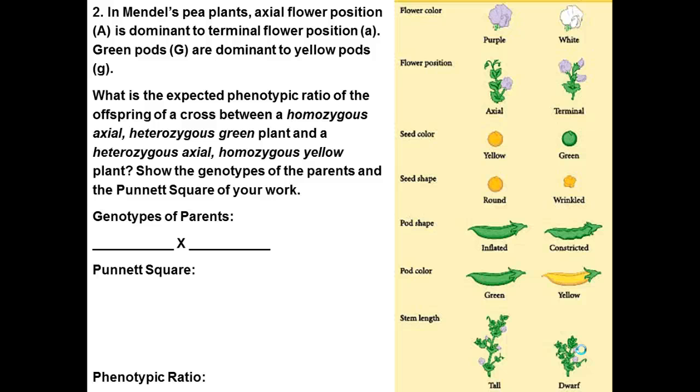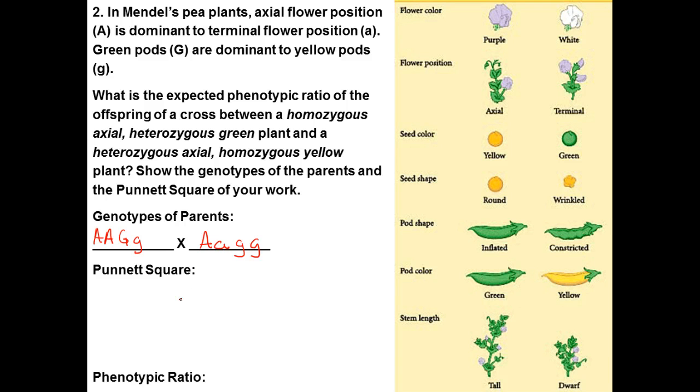So the genotypes of the parents is basically translating. So homozygous axial means axial is dominant and it's homozygous, so that's going to be big A, big A. Heterozygous green, and green is dominant, and heterozygous means big G, small g. With a heterozygous axial, with the homozygous yellow, so it's small g, small g.